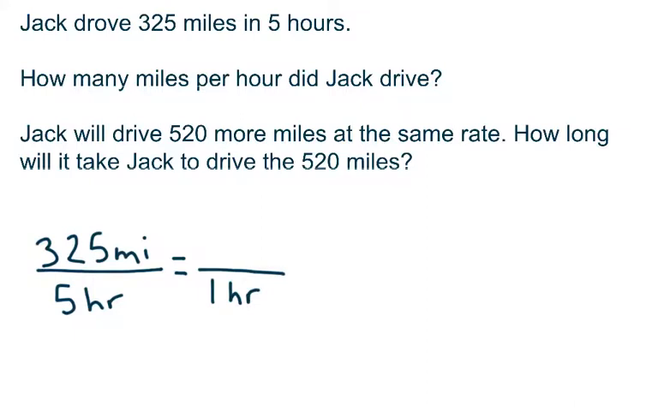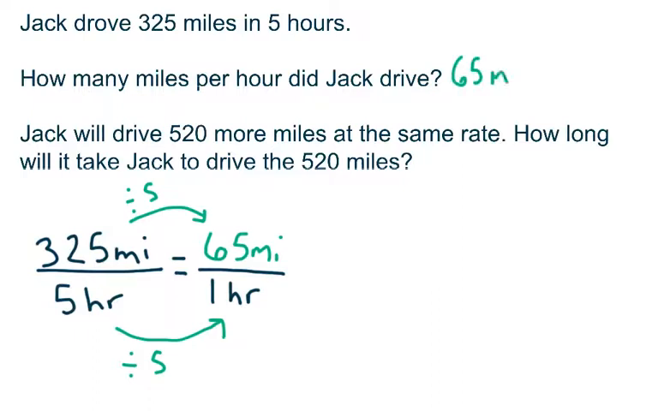the miles per hour. So in order to get from 5 hours to 1 hour, I need to either multiply or divide. If you said that you would have to subtract 4 hours, you would be right, but you wouldn't be able to get an equivalent ratio out of it, because we have to do the same thing to the numerator. So 5 divided by 5 is 1, and I can do the same thing up here. So 325 miles divided by 5 is 65 miles, just like we got before. So how many miles per hour? 65 miles per hour.